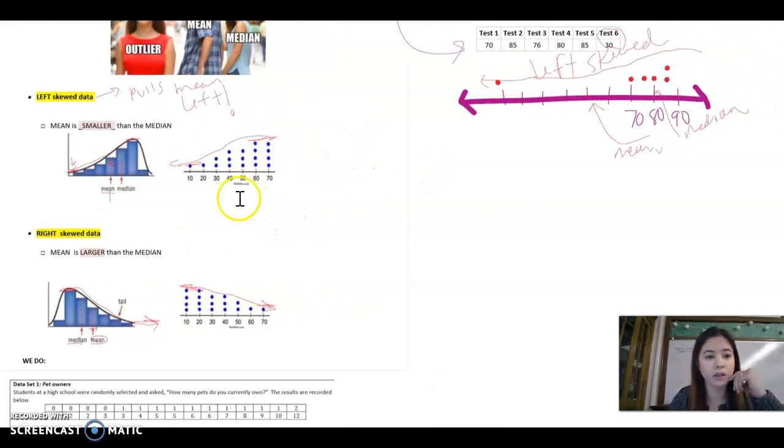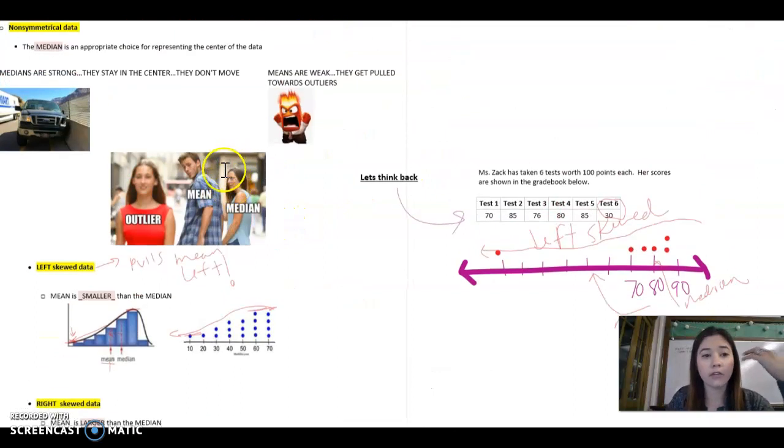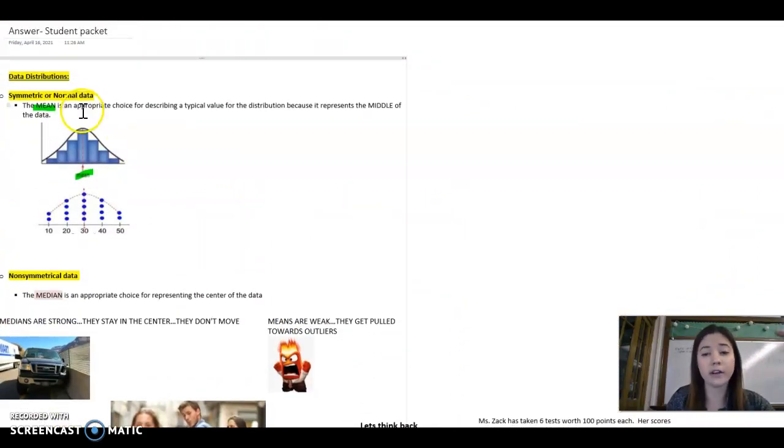Okay? And that's the key thing for today. So again, symmetric data, when we have this nice pretty bell curve, mean is fine to use because it's right smack dab in the middle, and our mean and median is going to be probably just about the same number.